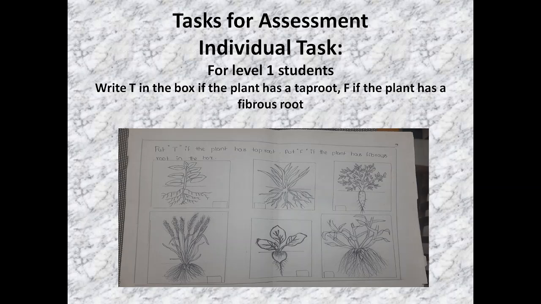So here is an individual task. This is the task for level 1 students, those who require some support from the teacher. I will provide some plants here, and a box is given below each plant, and roots are clearly visible. So with the discussion earlier, children will be able to write T in the box if the plant has a taproot, and they will write F in the box if the plant has a fibrous root. So this is the assessment task, and this is an individual task.